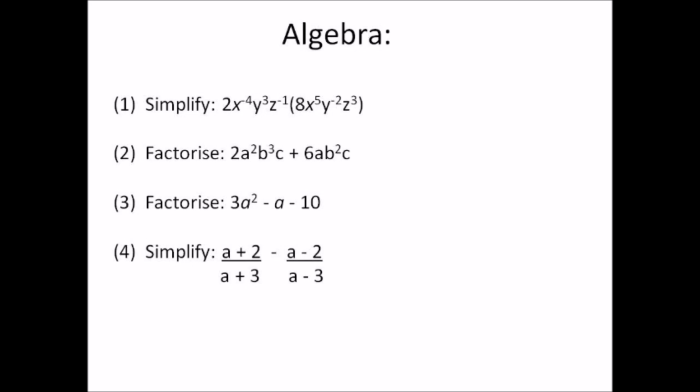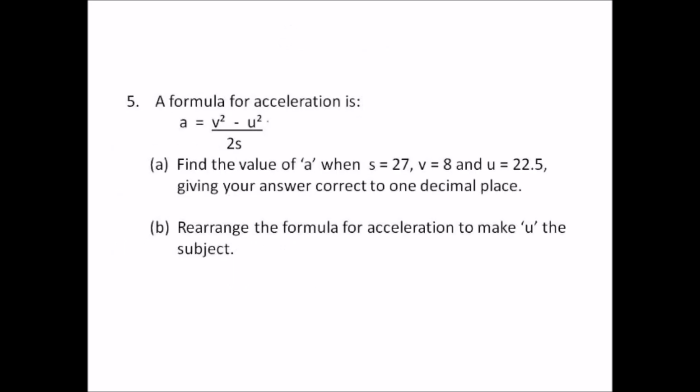Got them? Great. And number 5, another algebra one. A formula for acceleration is a is equal to v squared minus u squared all over 2s. Find the value of a when s is equal to 27, v is 8, and u is 22.5, giving your answer correct to 1 decimal place. B, rearrange the formula for acceleration to make u the subject.